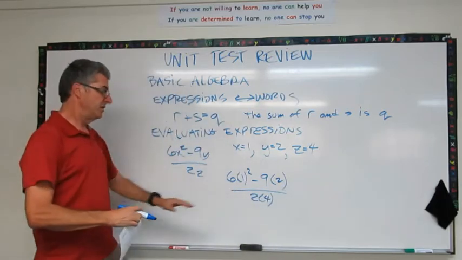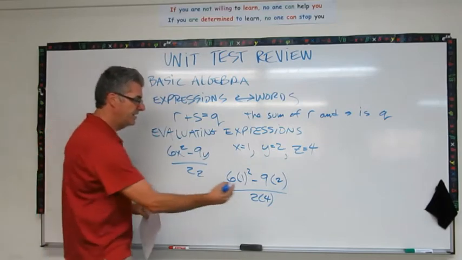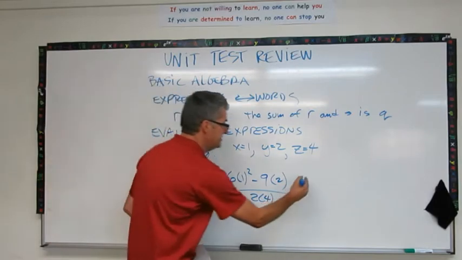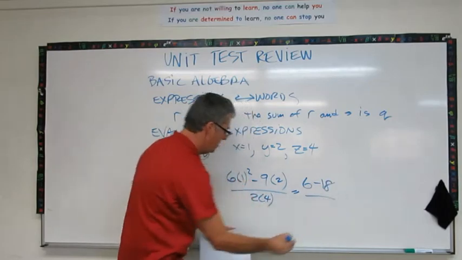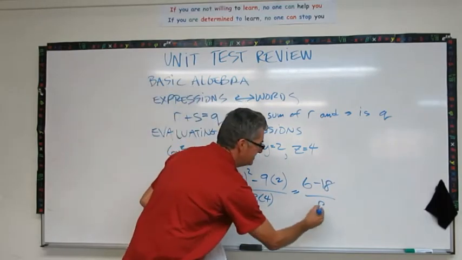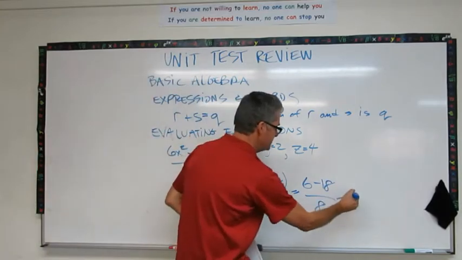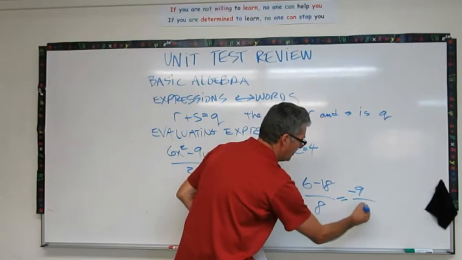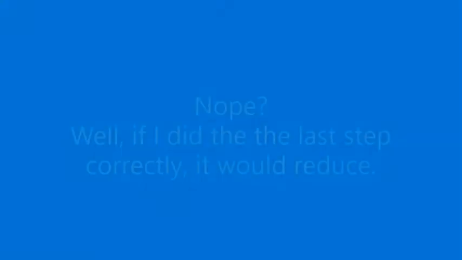And I encourage you to write your plug-in step out without doing any math yet. Now we can start doing our calculation. 1 squared is 1 times 6 is 6. Minus 9 times 2 is 18. All over 2 times 4 is 8. We're going to do the top subtraction. 6 minus 18 is negative 9 over 8. Can I simplify that fraction any further? Nope.